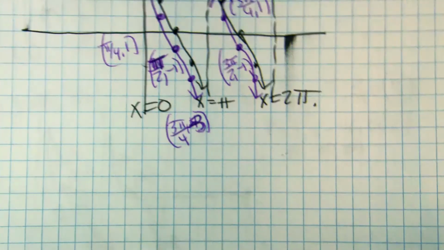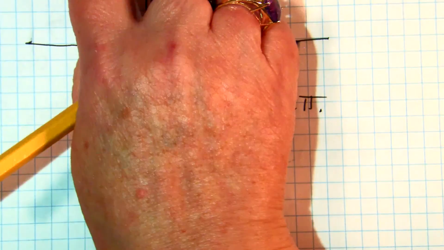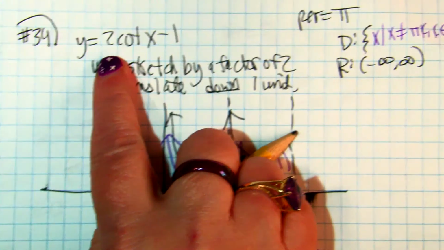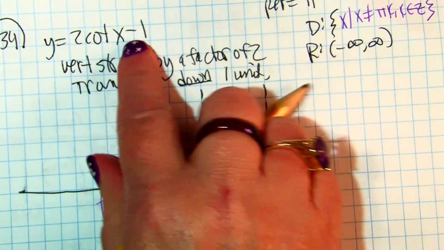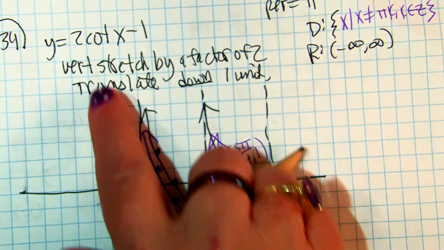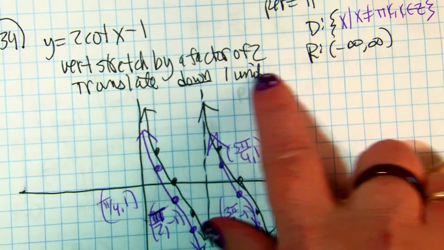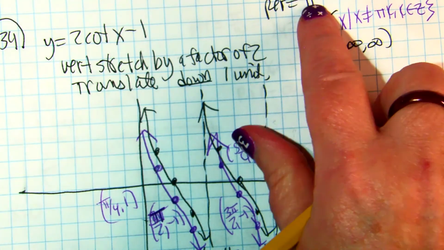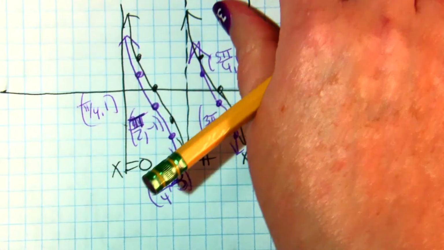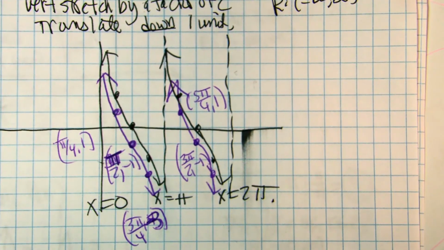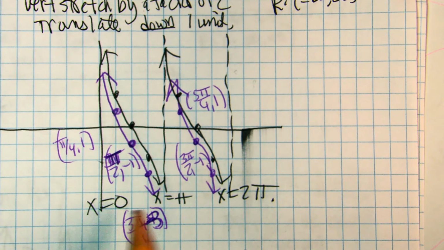And then the last graph is another cotangent graph. There's a 2 in front, so we're going to go up to 2, and we're going to go down 1. Vertical stretch by factor of 2, translate down 1. So the period is still pi. So we're going to have 0, pi, and 2 pi, 2 periods.